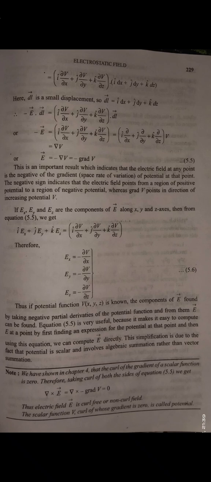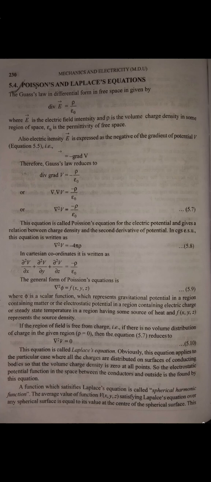Poisson and Laplace's equation. The Gauss law in differential form in free space is given by divergence of E vector is equal to rho by epsilon naught, where E vector is the electric field intensity and rho is the volume charge density in some region of space. Epsilon naught is the permittivity of free space. Also, electric intensity E vector is expressed as the negative of the gradient of potential V, that is, E vector is equal to minus gradient of V.